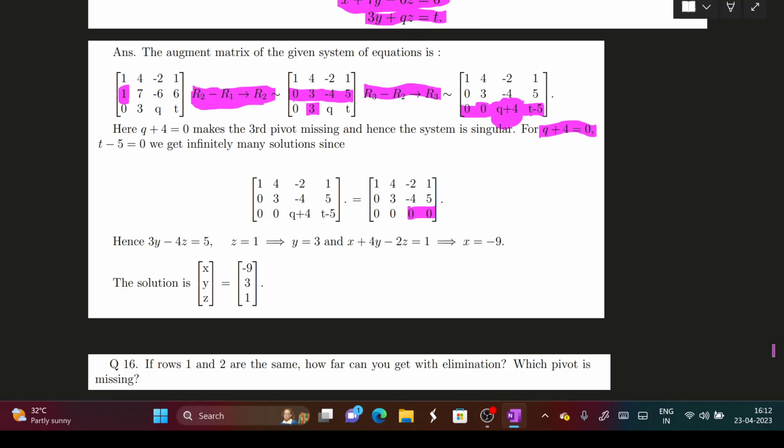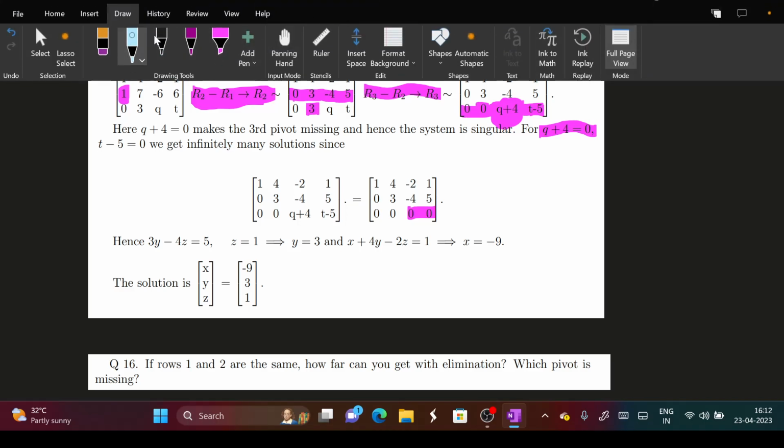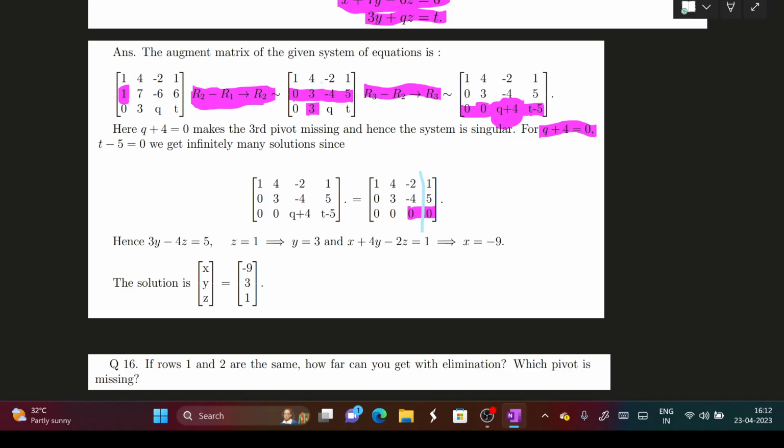Here, how to write down the equation? Here the equation can be written as, there is a line between them, that is 3y minus 4z is equal to 5. So here, for every value of z, there exists a solution, but given z is equal to 1. So when z is equal to 1, we have y is equal to 3.